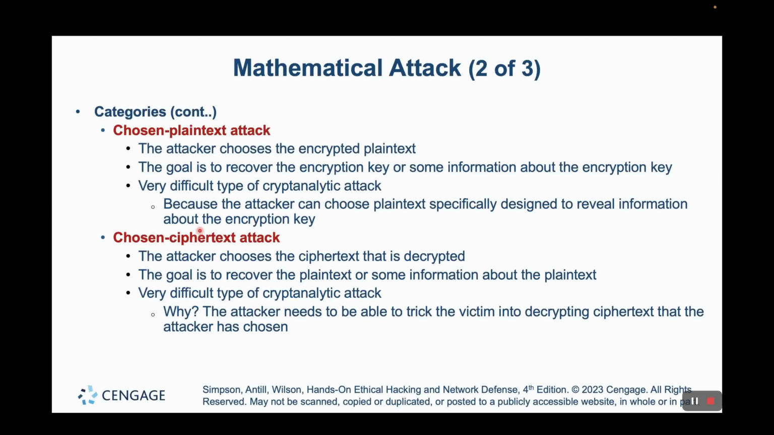Okay. Now, another type is the chosen ciphertext attack. The attacker in this type of attack chooses the ciphertext that is decrypted. The goal is to recover the plaintext or some information about the plaintext as well. Now, this is considered a very difficult type of attack. Why? Well, simply because the attacker needs to be able to trick the victim into decrypting ciphertext that the attacker has chosen. And this is why it's considered very difficult.